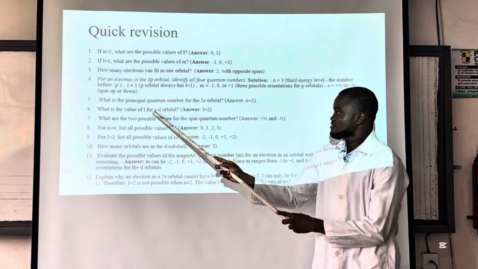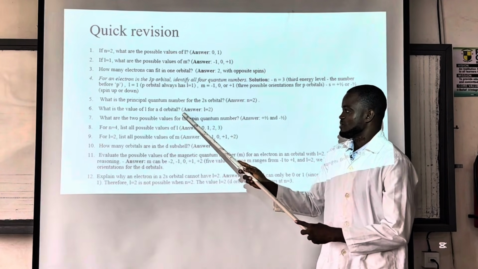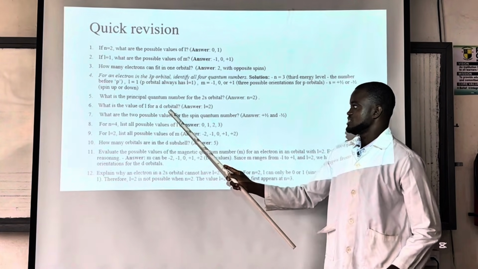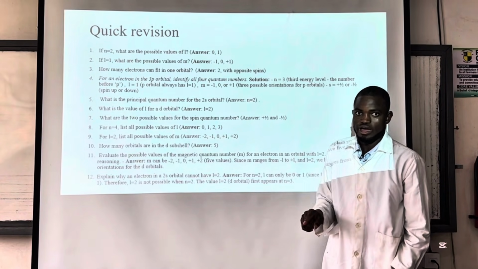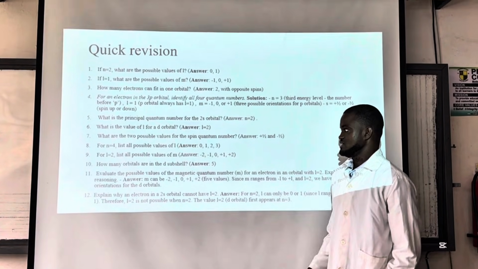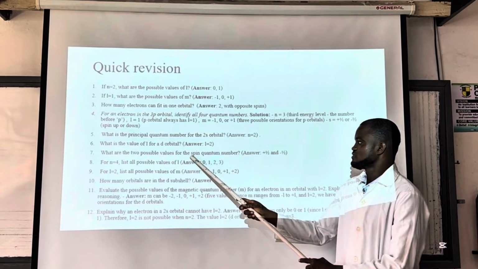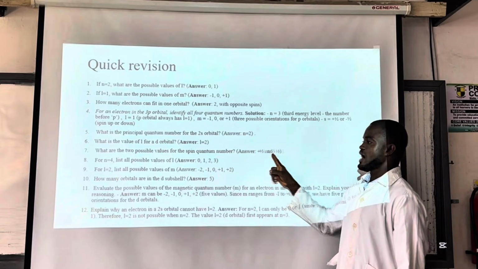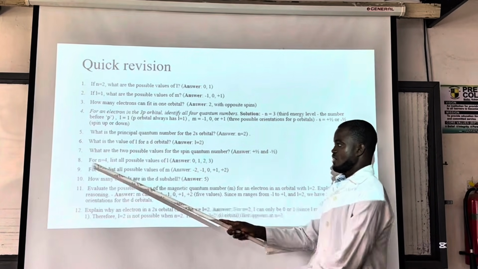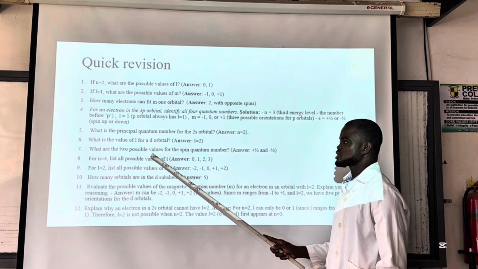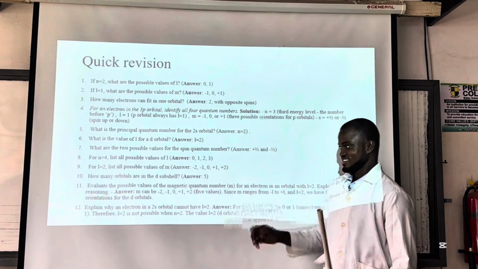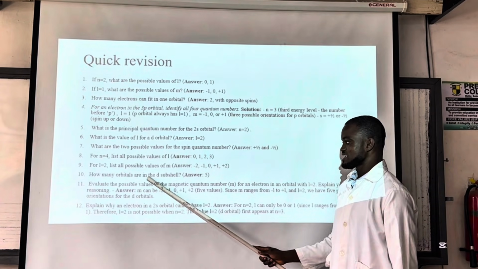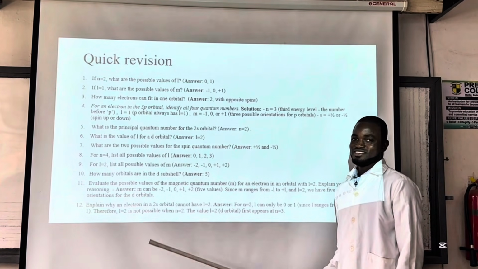What values of L for a d orbital? What is the value of L for a d orbital? D orbital, the value is 2. Remember, 0 for s, 1 for p, 2 for d. What are the 2 possible values of spin quantum number? Positive half, negative half. For n equals 4, list all possible values of L. 0, 1, 2, 3.